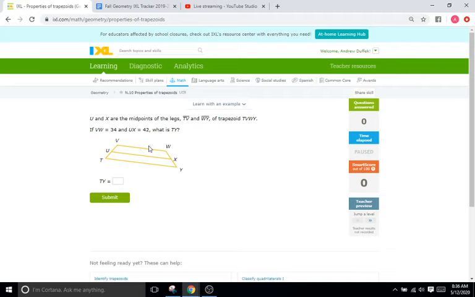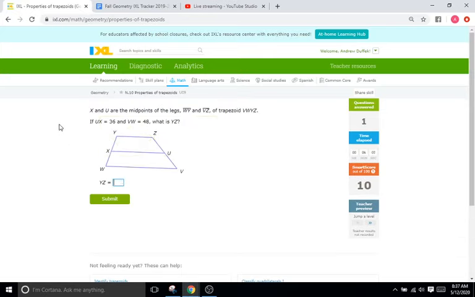Okay, so if this one is 34, it increases by 8 to get to our midpoint here. That means we're just going to increase it by another 8 and get our final length here. So 42 plus 8 is 50. So we'll go 34 plus 8 to 42 plus 8 to 50. So TY is going to be 50.